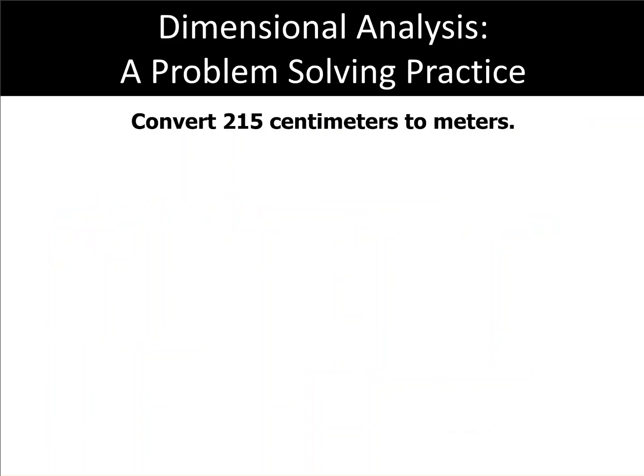So let's look at an example here. You want to convert 215 centimeters to meters. What's given to us is centimeter, and we're trying to find meters. So unit 1 is centimeter. Our desired unit is meters. Remember, for dimensional analysis, we want unit 1 times a conversion factor should give us unit 2.